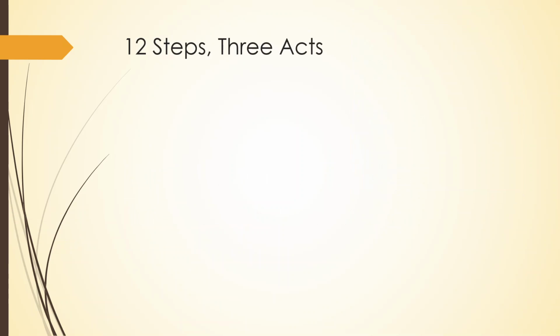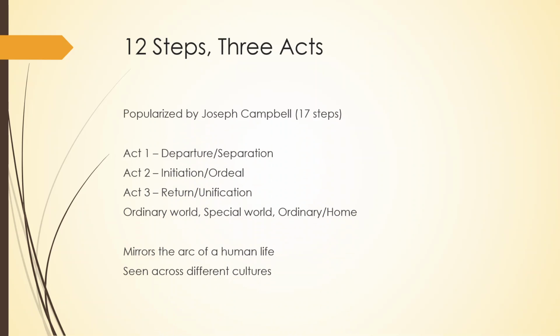Now, the hero's journey we're going to talk about is the shorter version, 12 steps. If you want to break it down more, look into the 17-step version by Joseph Campbell. You can think of the hero's journey overall as 3 acts. There's a departure, initiation, and return, or separation, ordeal, and unification. Basically, there's the ordinary world, the special world, and back home.